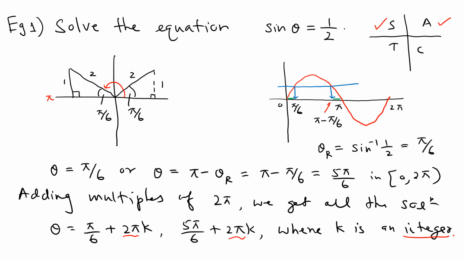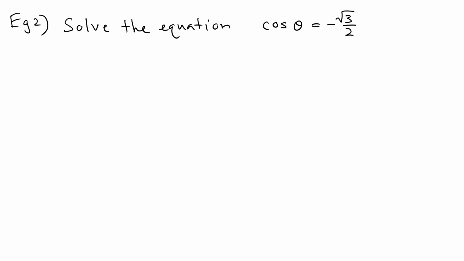So let's look at the next one. As the next problem, we can solve cosine theta equal negative square root 3 over 2. You can see that square root 3 over 2 is a common value that you can find on the table. And also we see that there's a negative sign here. So according to ASTC, this angle has to be either in the second quadrant or the third quadrant. And that means if you know the reference angle, one angle has to be pi minus theta r, the other one has to be pi plus theta r.